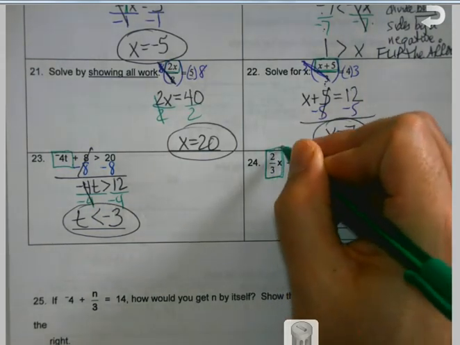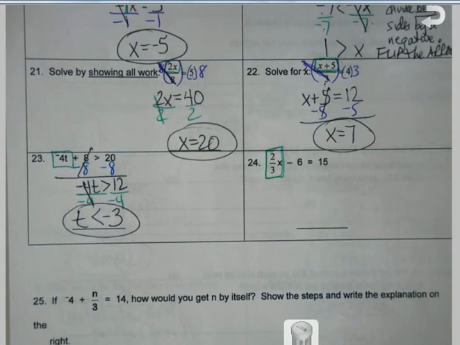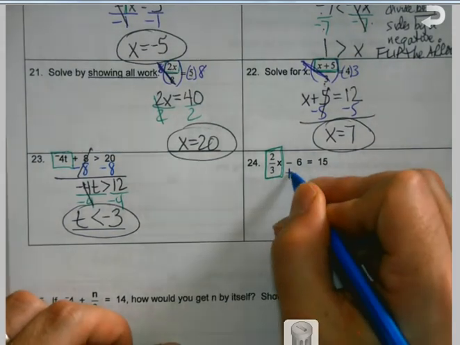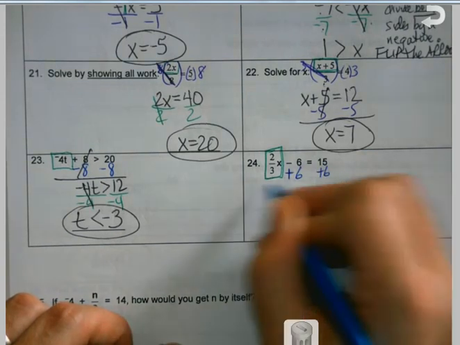But again, this is what equations are all about. Get the term by itself by undoing everything else, and then it gets easier. Undo that minus 6. We got this.